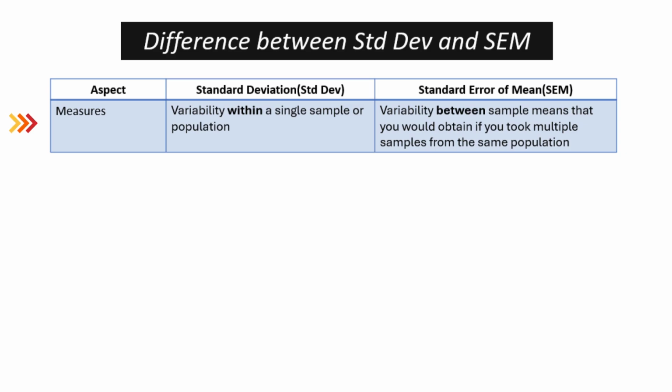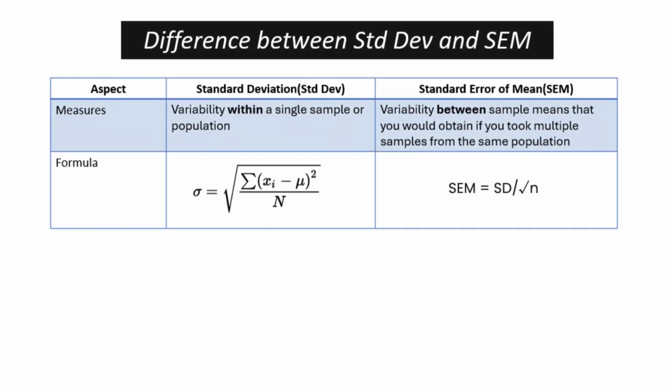Standard deviation measures the variability within a single sample or population. Standard error of mean measures the variability between sample means that you would obtain if you took multiple samples from the same population. For standard deviation, divide the sum of squared differences from the mean by the total number of data points, then take the square root. The formula for standard error of the mean is equal to the ratio of the standard deviation to the root of sample size.